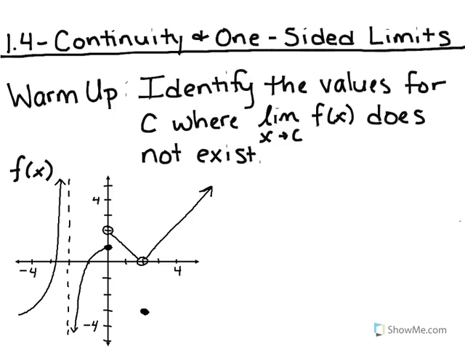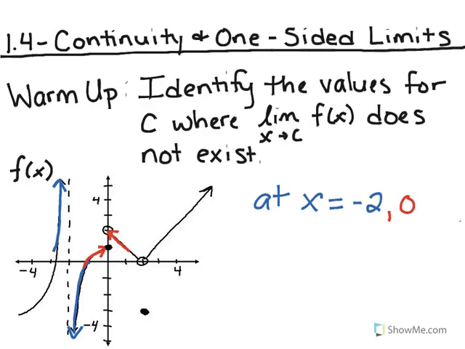There are two different values. The limit does not exist at x equals -2 because of the asymptote, and one side goes up and the other side goes down, and also at x equals 0 because one side is going to y equals 1 and the other side is going to y equals 2. Those are the only two places where the limit does not exist.